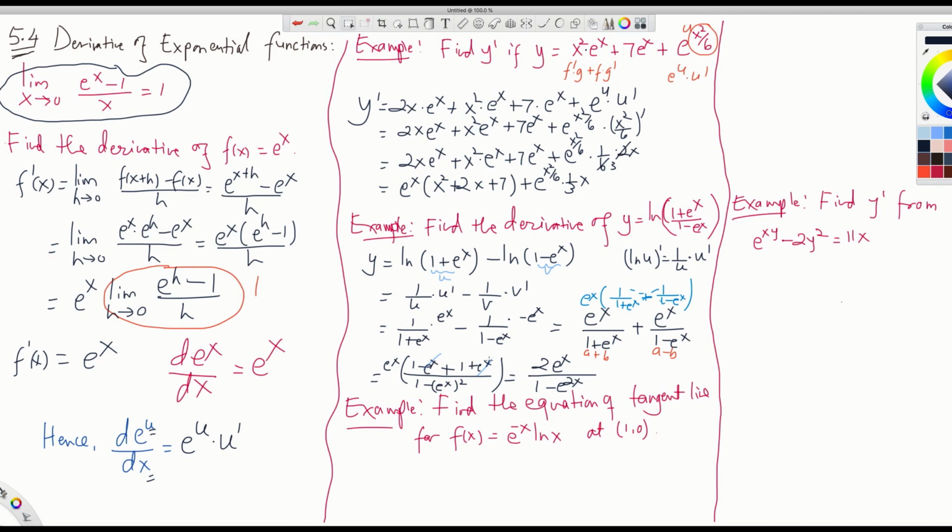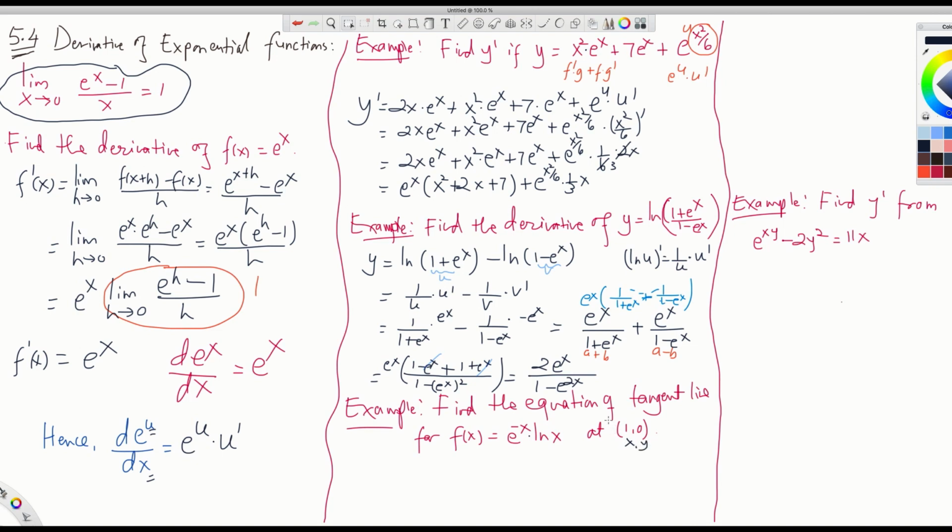Let us see another example. Find the equation of the tangent line for f(x) = e^(-x) times natural log of x at (1, 0). You want to find out the equation of the tangent line. So you see that this is like (x, y).